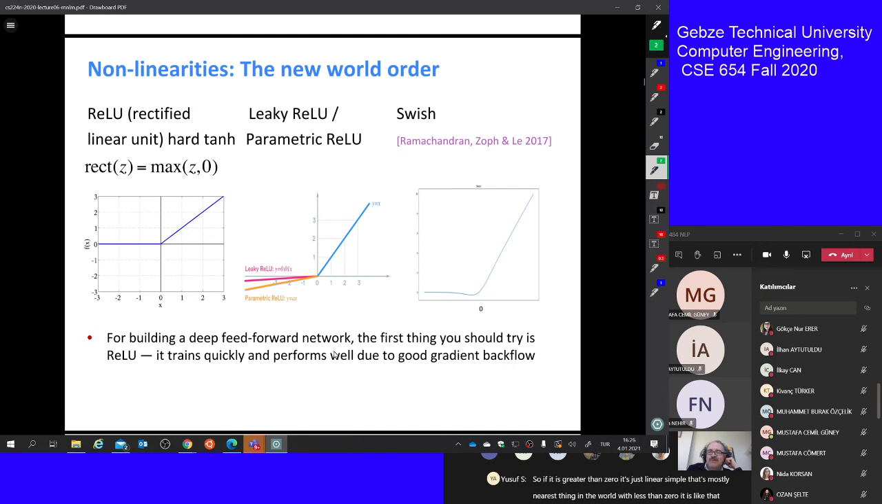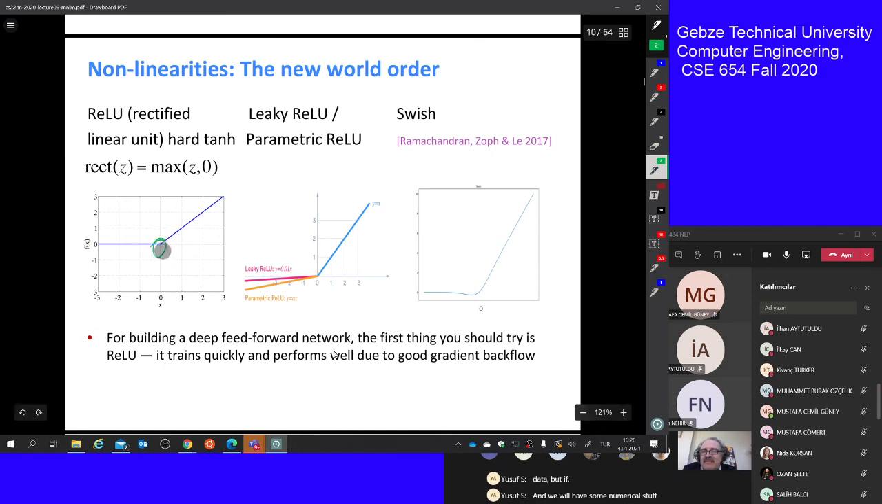Again, differentiation at this point is bad, but I like to do it in two parts. If it is less than 0, the derivative is 0. It's constant. And if it is larger than 0, its derivative is 1. It's like a max thing, right? 0 or 1. So it is very fast to calculate the derivative. We will have some numerical issues around 0, but we will ignore it. And it works very well.